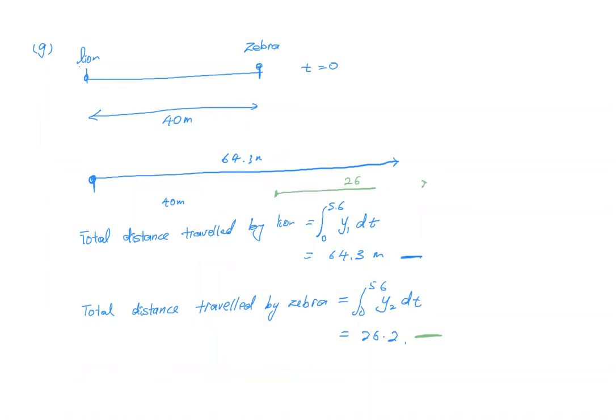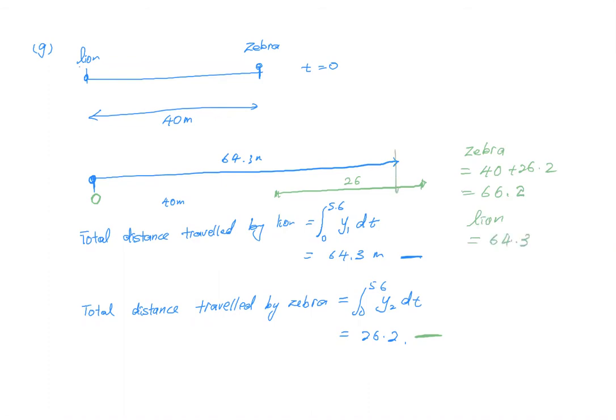Here to here is 26. Okay. This is the starting point for the lion. So that means for the zebra, if you count the distance with reference to this point, it will be 40 plus 26.2. That is 66.2. But for the lion, it is 64.3.